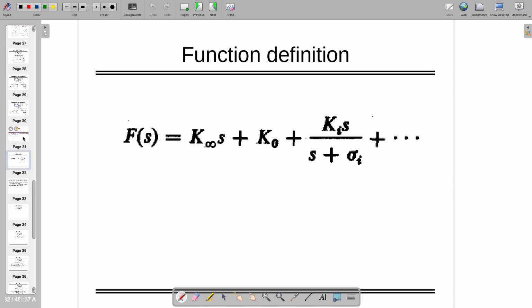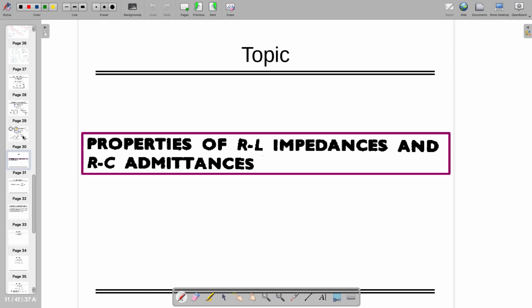Okay, so now it's similar to what we have studied, just the name has changed. Earlier we were studying RC impedance and RL admittance. This is the previous topic we have covered.